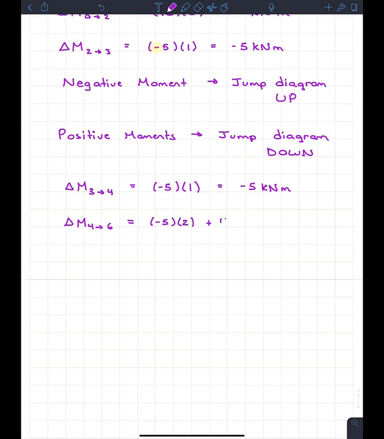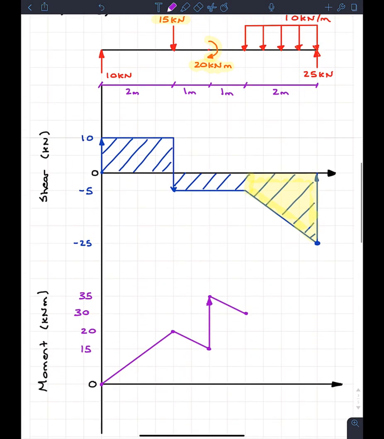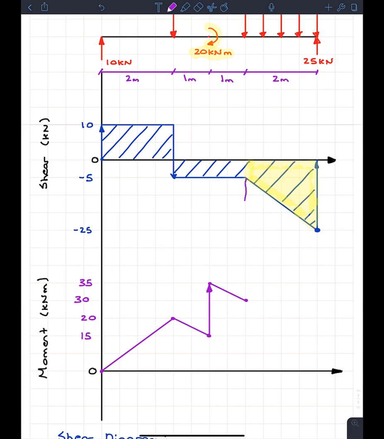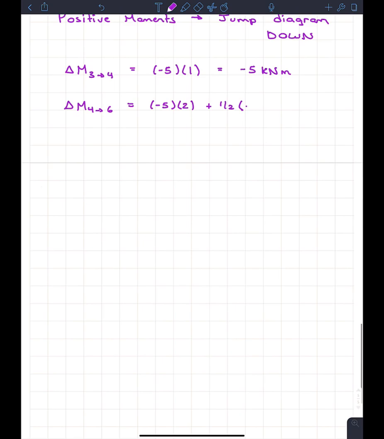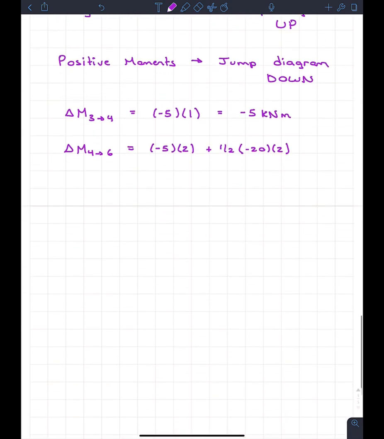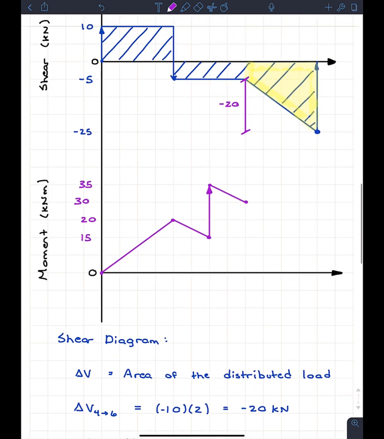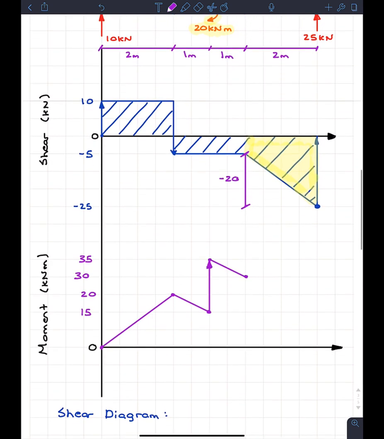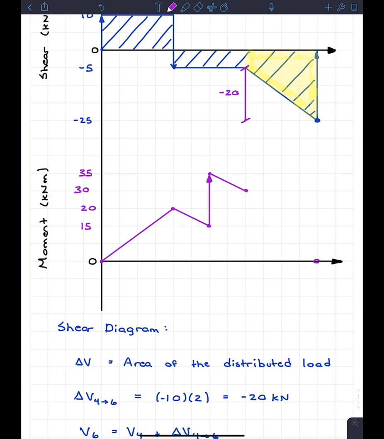And then we're going to do the triangle, so plus 1/2. The height of the triangle is this distance here, which starts at -5 and goes down to -25, so it's going to be -20. So I'm going to have -20 multiplied by 2. And when you type all this, it's not really a surprise that our change in moment between these 2 points is equal to -30 kilonewton meters. And technically, you don't even have to do this calculation because it's the same as shear, where we should always end up at 0. In our shear force diagram, we ended up at 0. In our moment diagram, we end up at 0 as well.